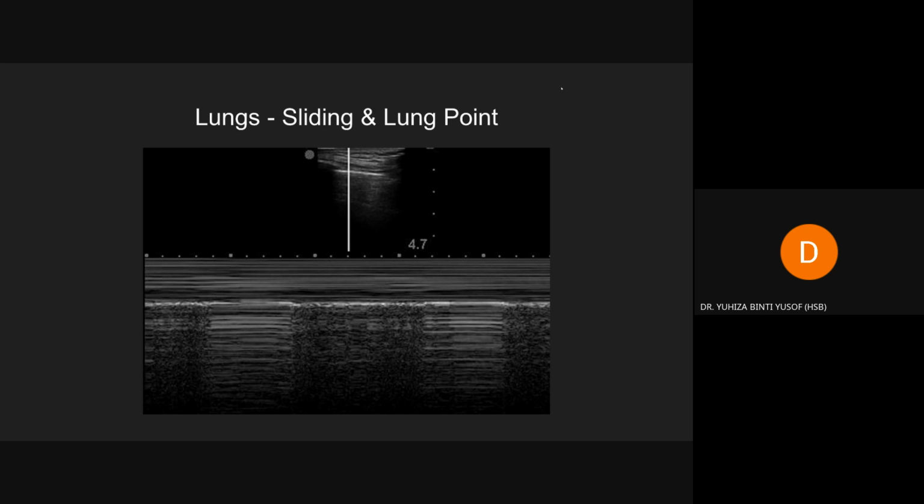Ataupun you suspect tension pneumothorax, you scan, oh ada massive pleural effusion. We say massive pleural effusion and then patient ada mass effect. So basically you want to confirm. So how to do scan in ultrasound, very simple sebenarnya.